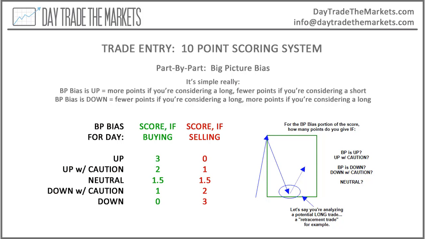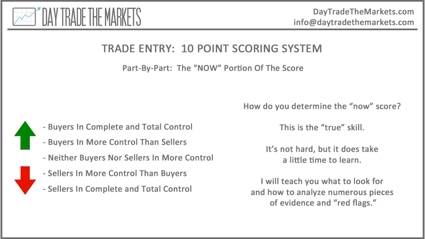Kind of as an example here, let's say we're thinking about a long trade and our big picture bias is up. Well, we would get 3 points for a long trade with the big picture bias being up. What if the big picture bias was neutral and we're thinking about a long? Well, that's 1.5 points for the big picture score on either one. And if the big picture bias was down with caution, for example, and we're thinking about a long, we get 1 point toward our big picture score. Again, I don't want to get too in the weeds here, but I'm just trying to give you a feel for what that is and how it comes into play.